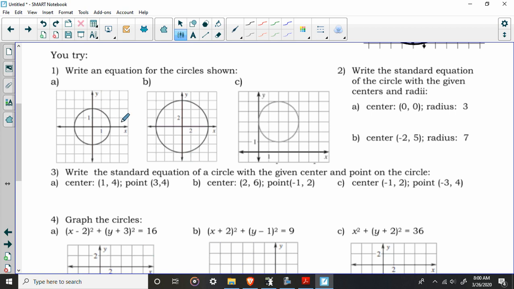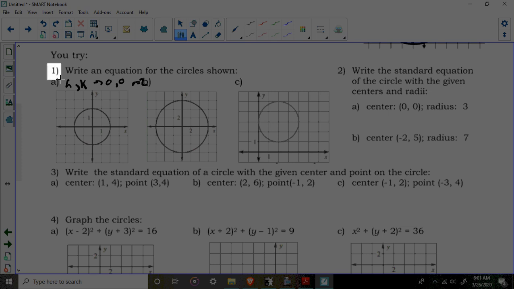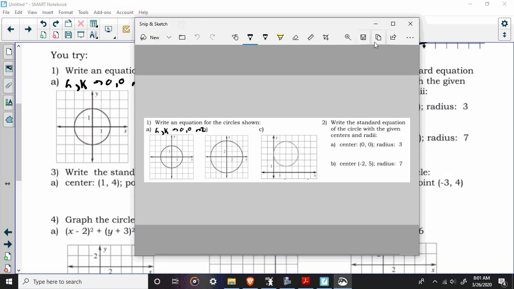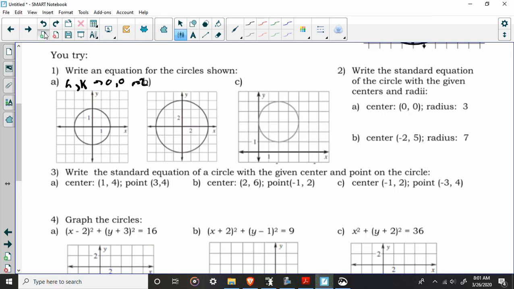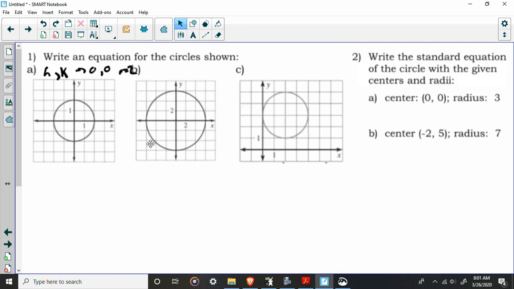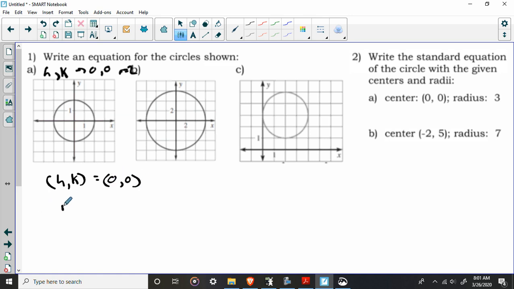So for this one, again, A, what's your center? H, K is located at 0, 0. What's your radius? Your radius is equal to 2. You know what? Let me take these and put them on a separate page. Okay, so this first one here, again, your center is located at 0, 0, right? And your radius is equal to 2.